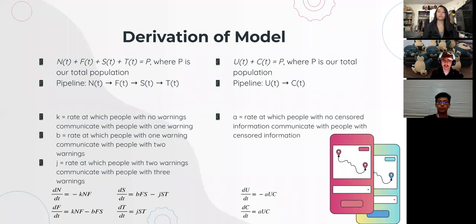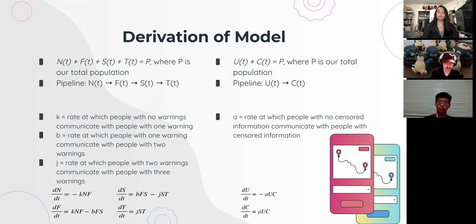For the derivation of the model, we derive this model to graph it and see its behavior. When adding our 4 groups, we get P, where P is our population. We also want to see how each group interacts with one another. We call this the pipeline. N of t interacts with F of t, which interacts with S of t, which interacts with T of t. Then at the very bottom, we can see our derivative equations. We end up seeing these parameters k, b, and j, and they mean the rates at which one group interacts with another.